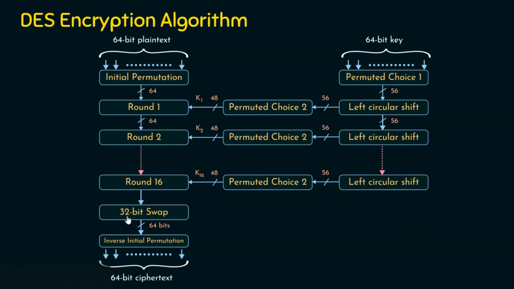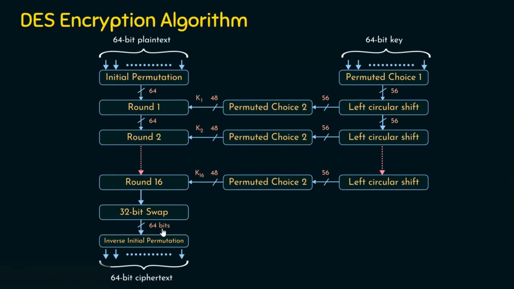Once the 32 bits are swapped, again we'll be getting 64 bits only, because the left-hand side 32 bits are going to be placed in the right-hand side and the right-hand side 32 bits are going to be placed in the left-hand side. So it's clear that the output of the 32-bit swap function is going to be 64 bits.